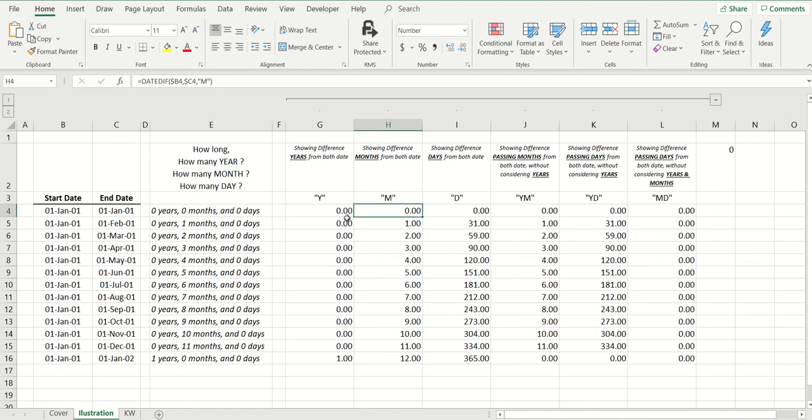And the second format is M for month. So here the formula will generate how many months difference there are between the first date and the second date. The third format is D, showing how many days of difference between both dates.